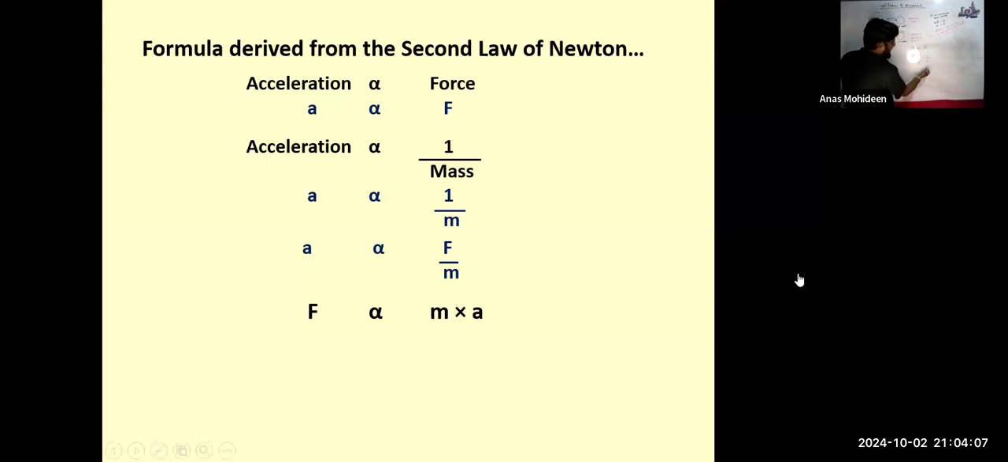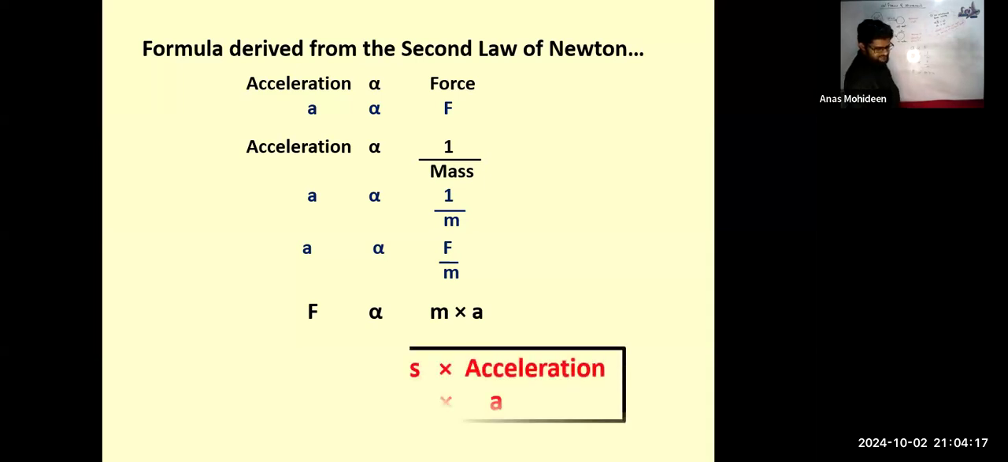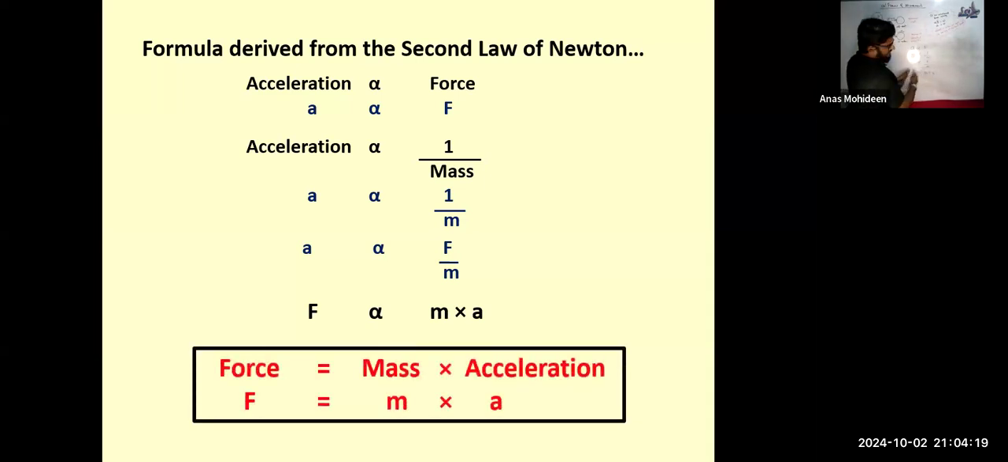So when you are taking here, F is directly proportional to m into a. When you take this m into a and F in several experiments, you can see there is always a constant relationship. So we are building up the formula. What is the formula here? F is equal to m into a, mass into acceleration.